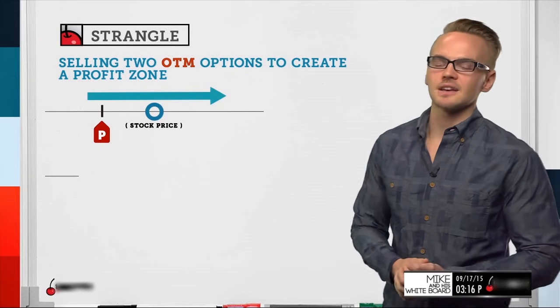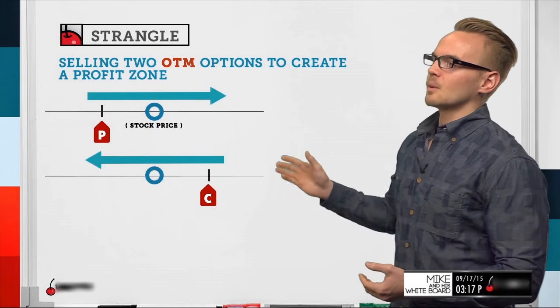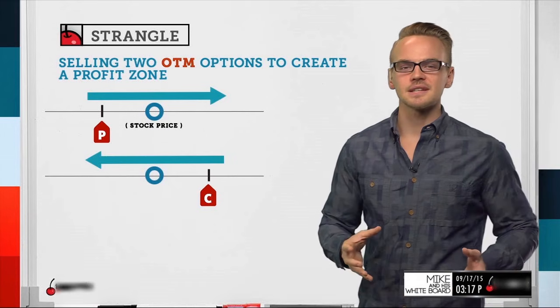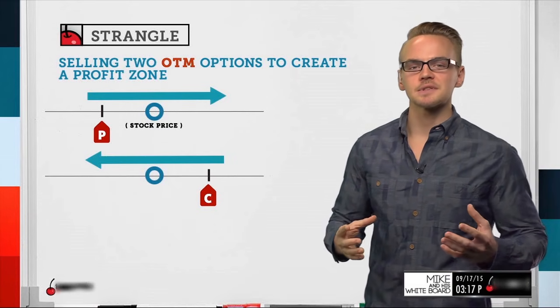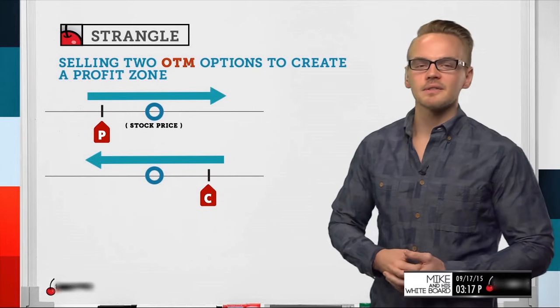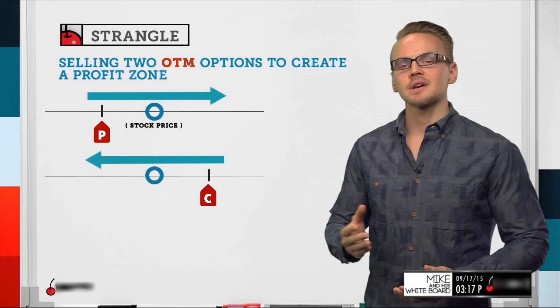Now let's take a look at a short call. So we've got the out of the money put on the left side here. And what we would also do to create a strangle is sell an out of the money call. So an out of the money call is just the opposite. If I sell a call above the stock price, which is out of the money for calls, I'm going to want that stock price to go down.